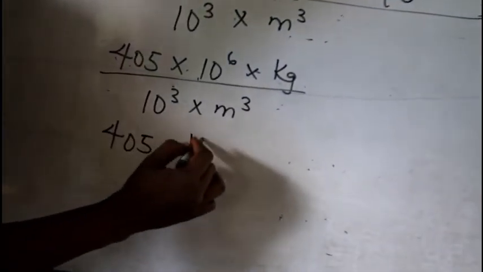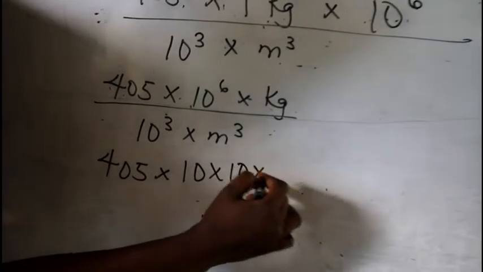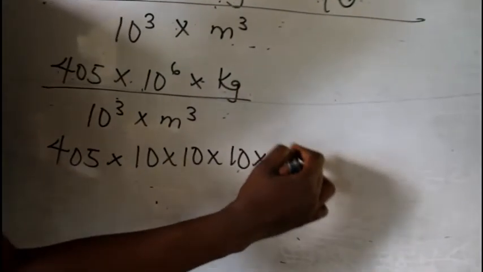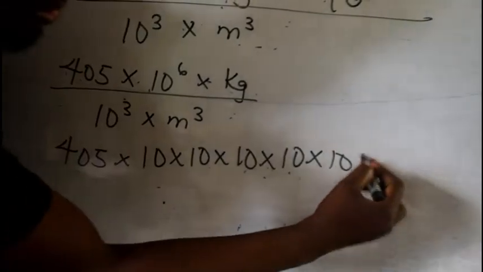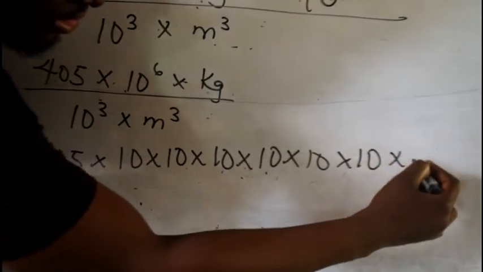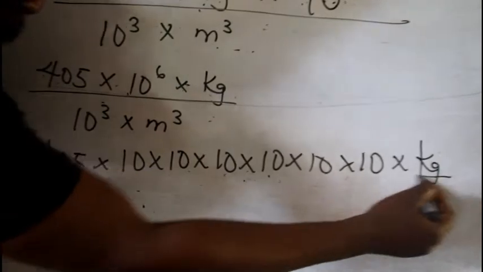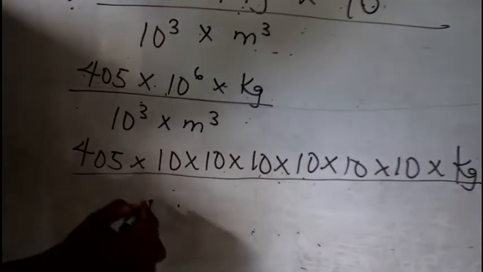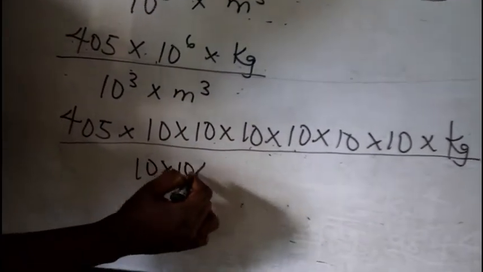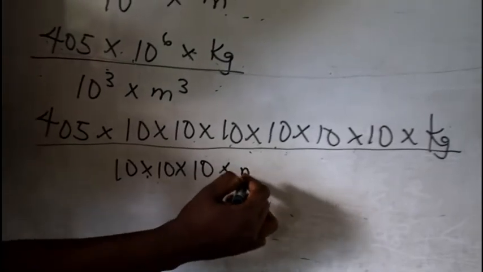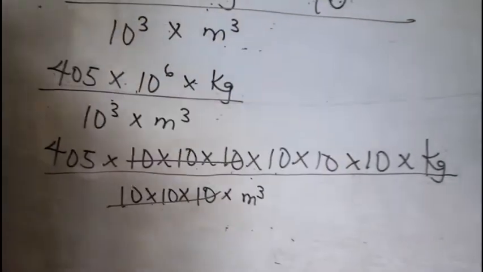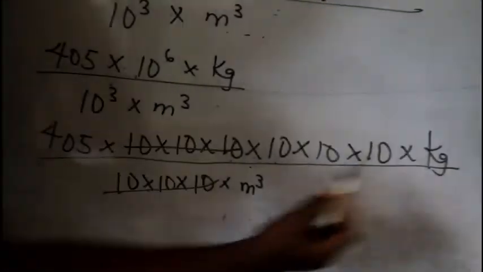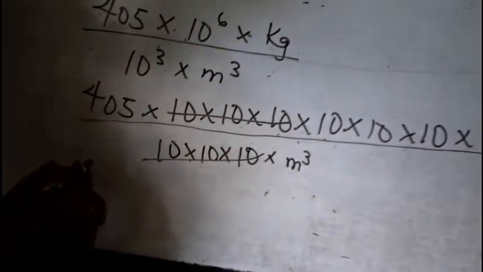So we have it as 10 times 10 times 10 times 10 times 10. 1, 2, 3, 4, 5. And you have 6. Now you have kilogram over, you have 10 times 10 times 10 times meter cube. So this one cuts out 3 of this. So therefore you have 3 left. So therefore the answer will be what?